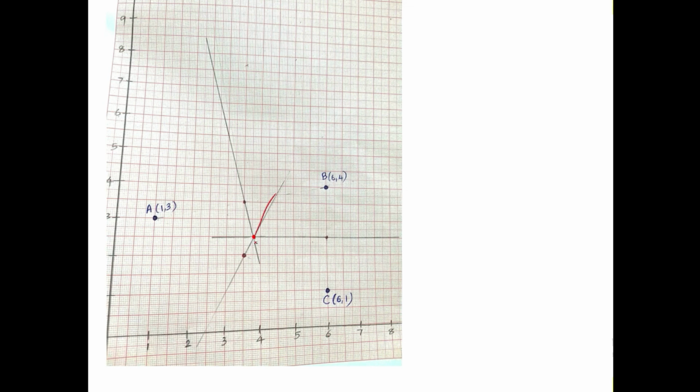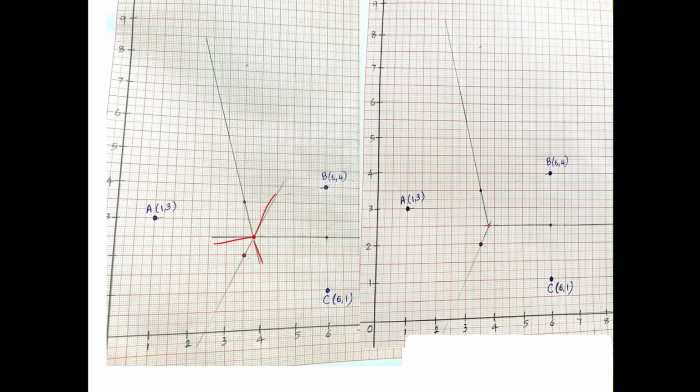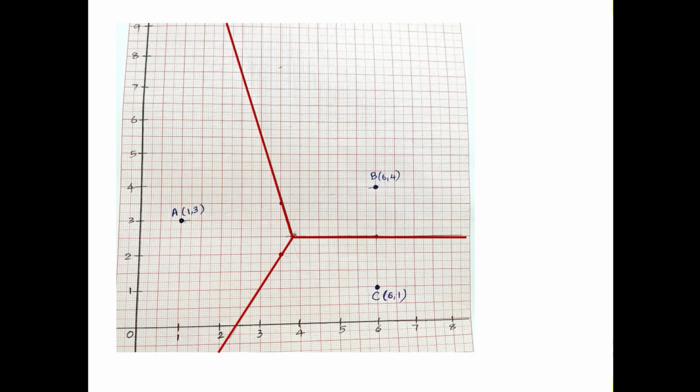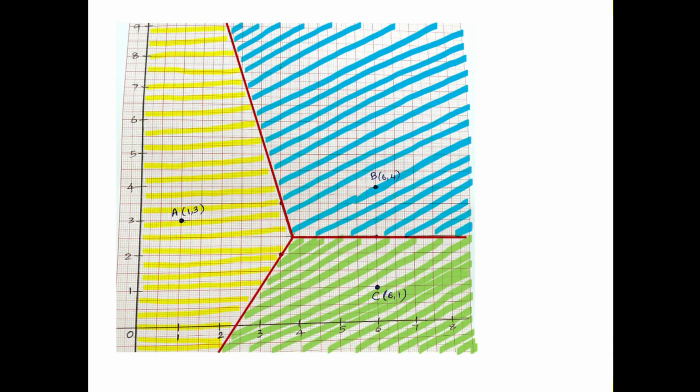I can see some extra lines here, so I'll just remove them. You have the meeting point here of all the 3 perpendicular bisectors, and they meet at a point which is the vertex, and these are the edges. The red lines are the edges or the boundaries of each cell. You can see that the school A is in this cell, school B is in the blue cell, and school C is in the green cell. So 3 cells with 3 boundaries, and this is where you have the vertex.